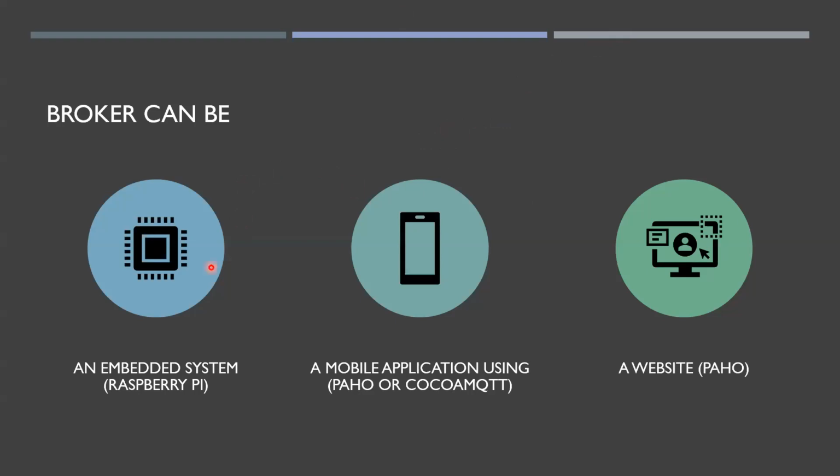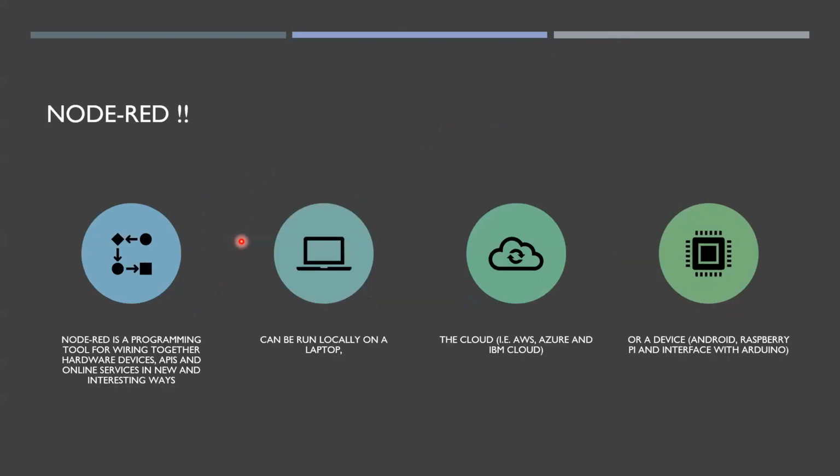So let's go and see what this Node-RED is. Node-RED is actually a programming tool for wiring together hardware devices, APIs, and online services in a new, interesting way. The nodes or flows in Node-RED are written in JavaScript, but the good thing is that you need no prior knowledge of JavaScript if you want to use the simple things made in Node-RED.